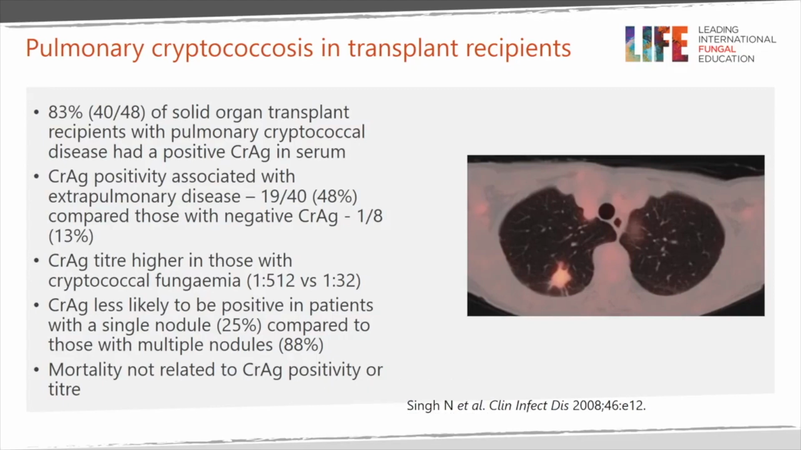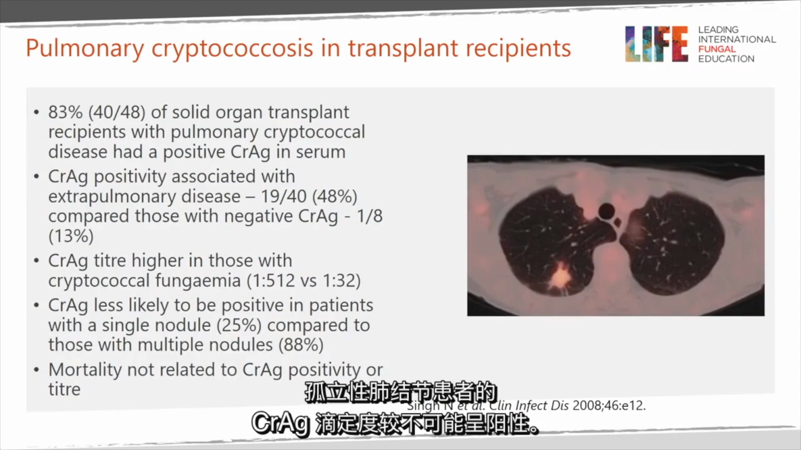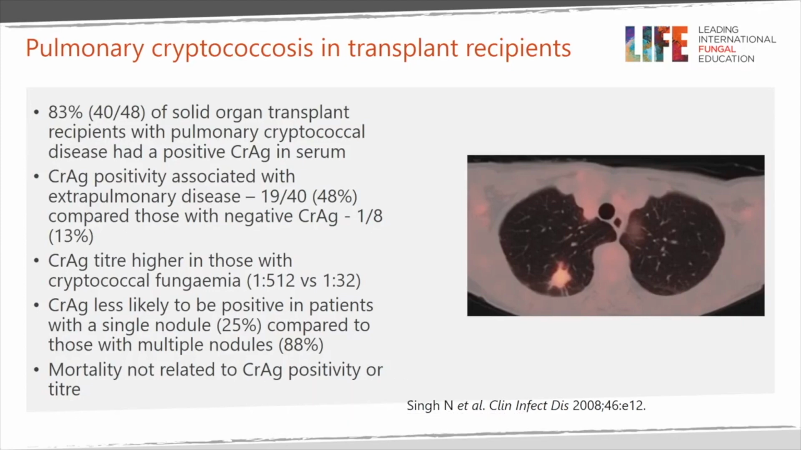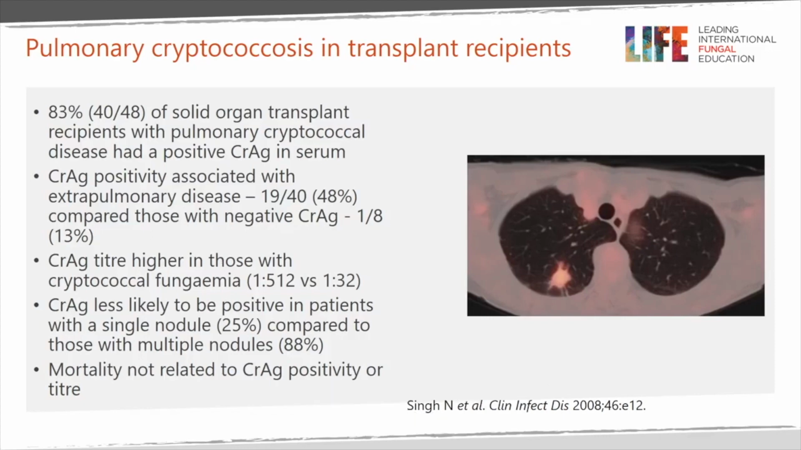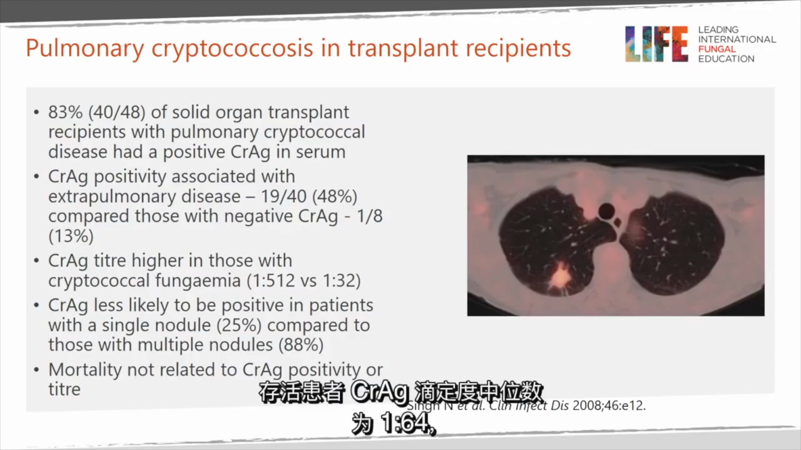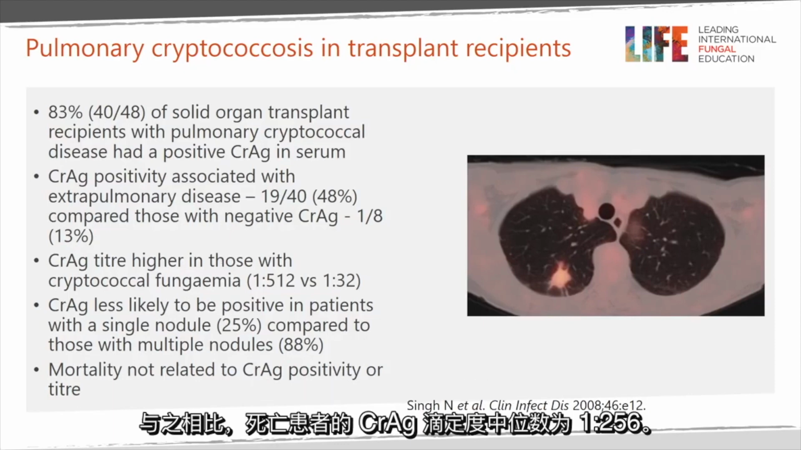CrAg was less likely to be positive in those with a single pulmonary nodule compared to those with multiple pulmonary nodules. Mortality at 90 days did not correlate with serum cryptococcal antigen positivity. Median CrAg titer in patients who died was 1 to 256, compared to 1 to 64 in those who survived.